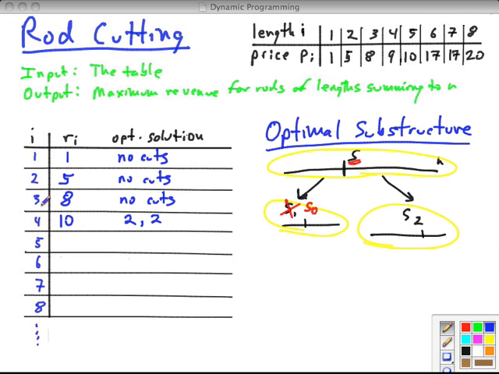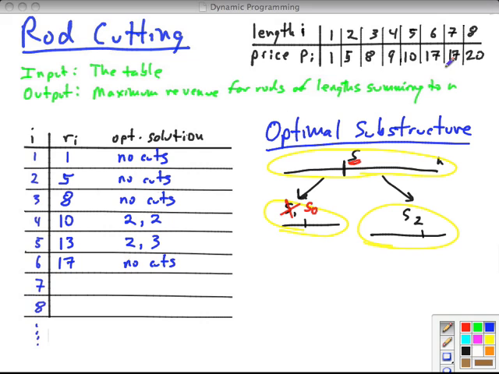Looking at this table, 3 and 2, that's an 8 and a 5. That ends up giving us 13, and that's with a cut at 2 and 3. For 6, keep going. We can get a 17, or we can get a 13 and a 1, which is 14, or a 10 and a 2, which is 15, or 2 3s, which is 16. So the 17 will look good here.